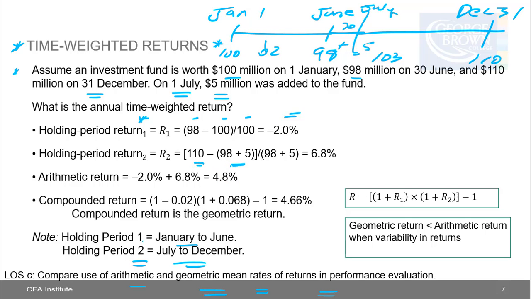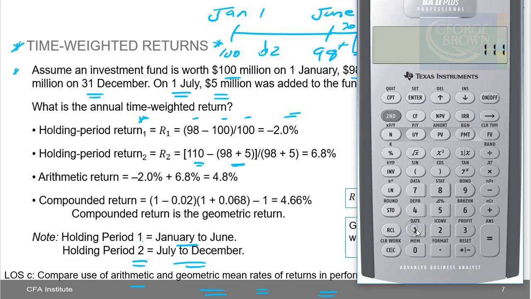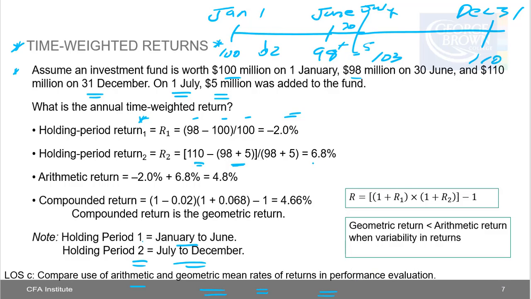So that's 110 minus 103 divided by 103. Okay, just bring up the calculator. Ending 110 minus beginning, which is 98 plus 5, 103, divided by the beginning, 103. And you can see 6.796. They've rounded it to 6.8%. So the arithmetic return, minus 2% plus 6.8 equals 4.8.